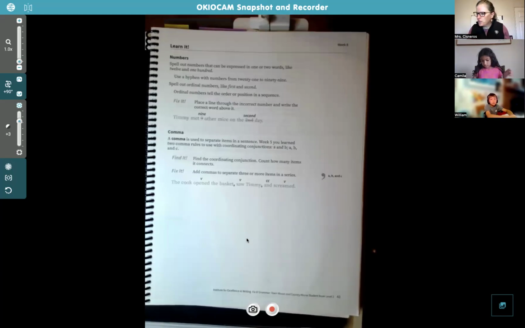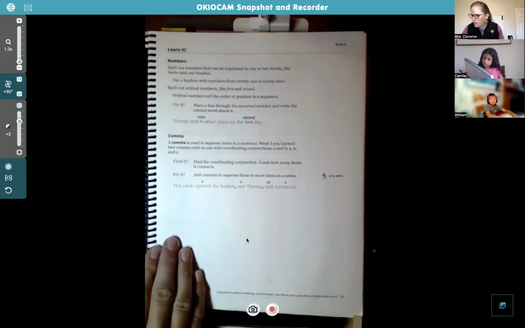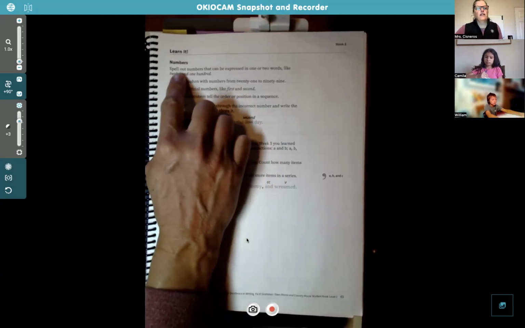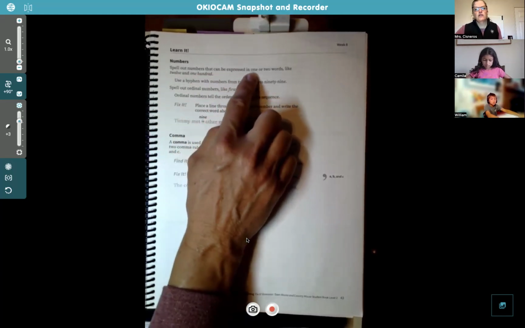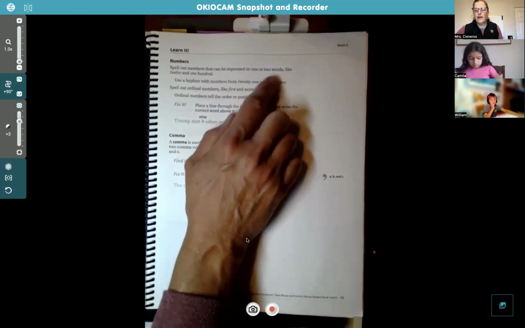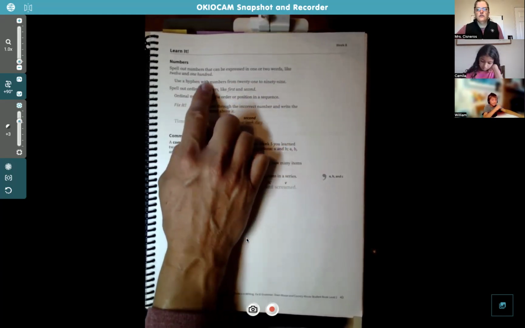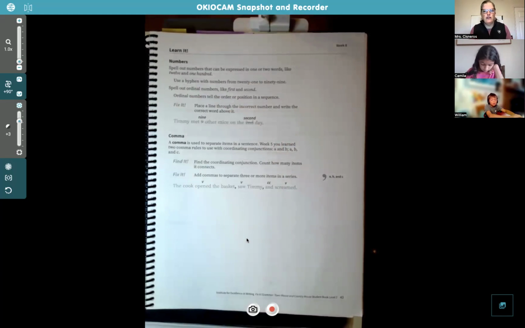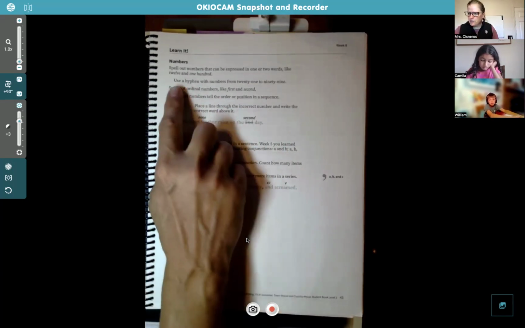Sorry, guys. We're talking about numbers today on this page, page 43. It says to spell out numbers that can be expressed in one or two words, like 12 and 100. So when we're doing our keyword outline, it's okay to use the actual number, but then when you use that keyword outline to write your paragraph, you need to spell out the numbers, especially if they're only one word or two words. But if it's like a date, like 2024, you would use numbers. That's the rule about numbers.